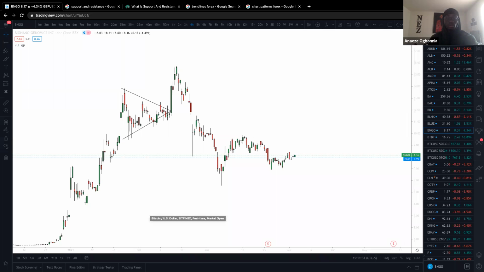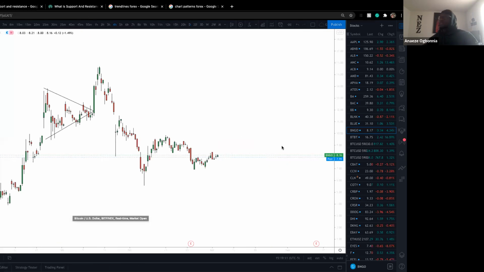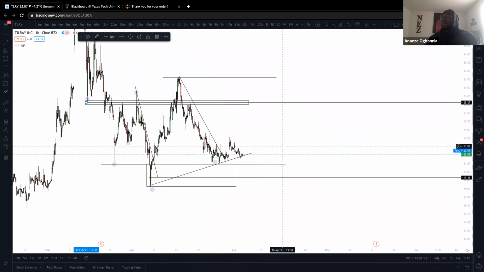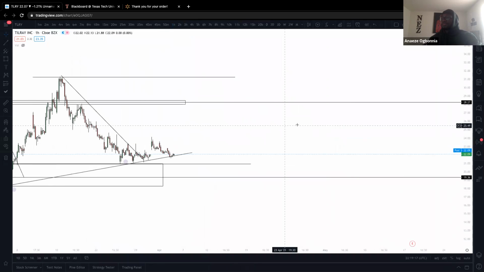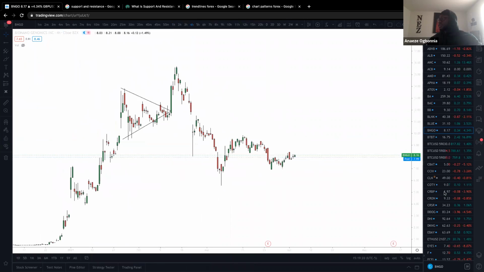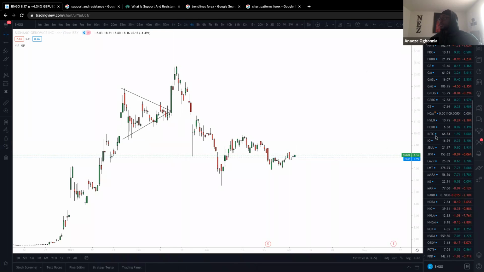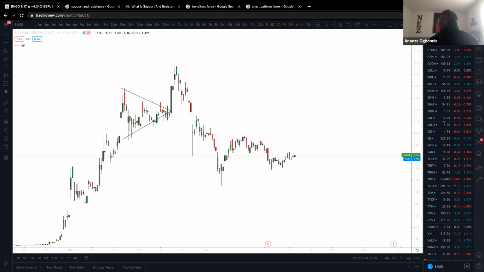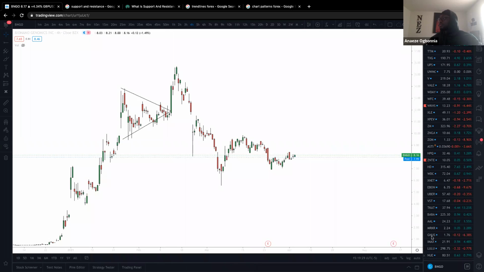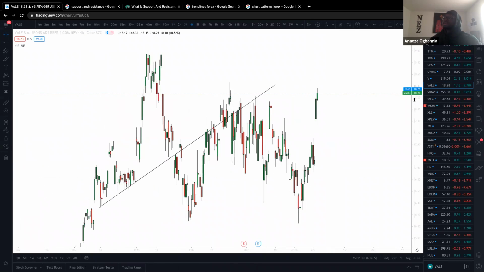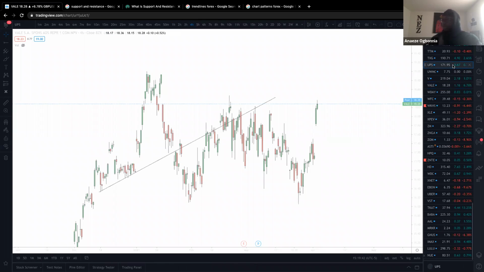Okay, so starting with support and resistance. We are probably going to go with, let's see if there's, which chart do I want to go over? Let's just go over.